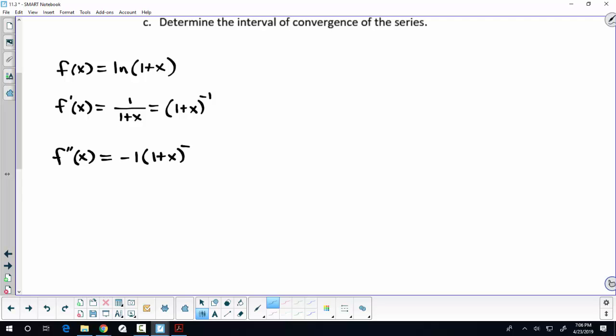But since the limit is one, it's inconclusive. The ratio test is not conclusive. If the ratio is one, it's inconclusive.